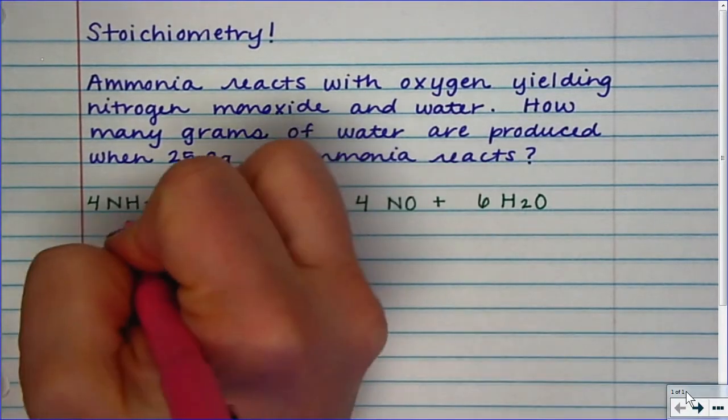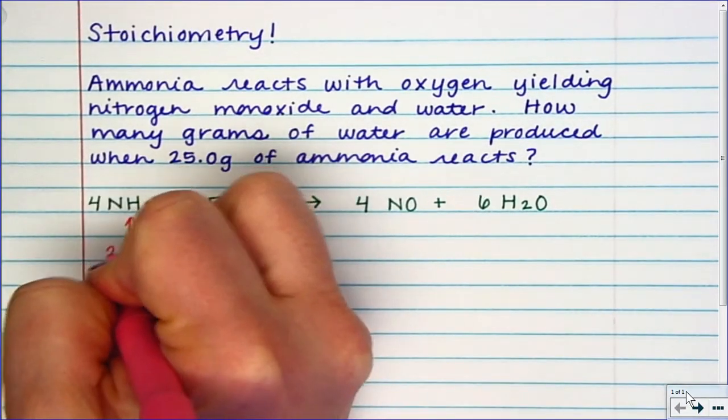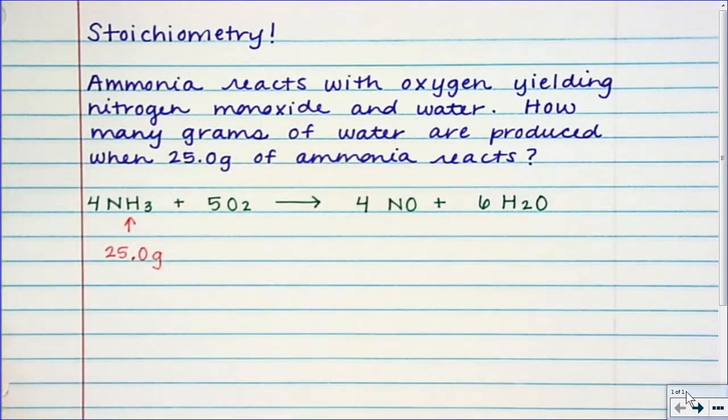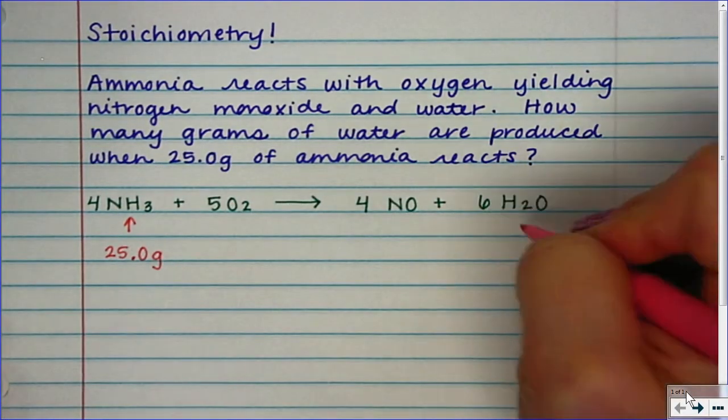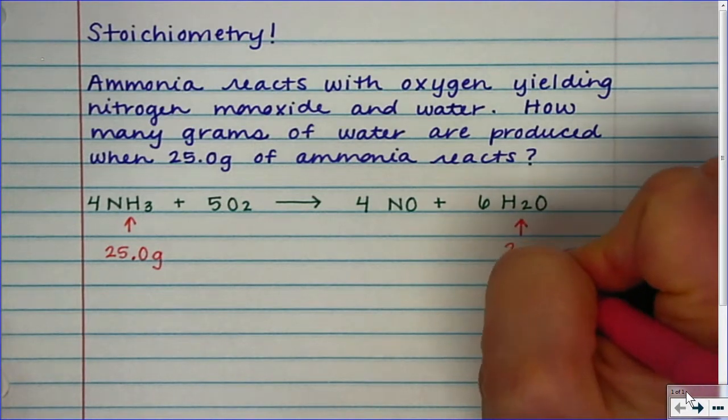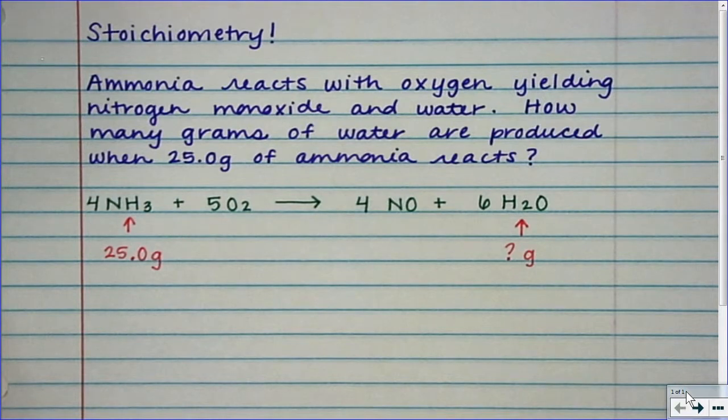We have 25 grams of ammonia, so I want to write that underneath it. And we're going to go to water, and we don't know what that amount's going to be. Visually, we can easily see what we're working towards and what we should be starting with.